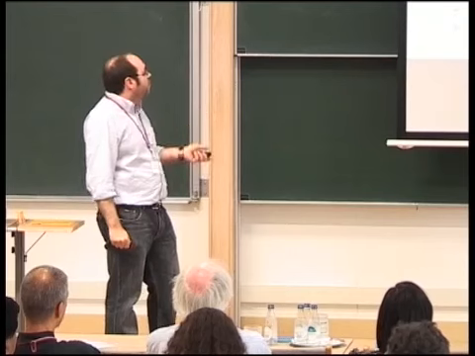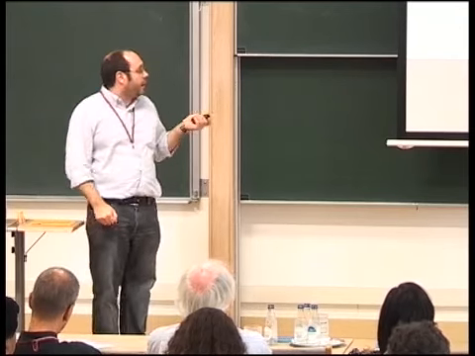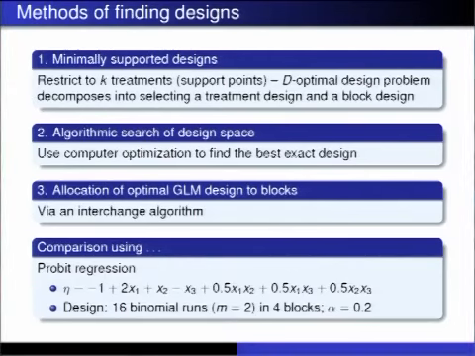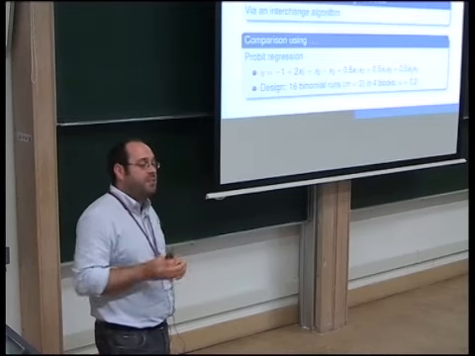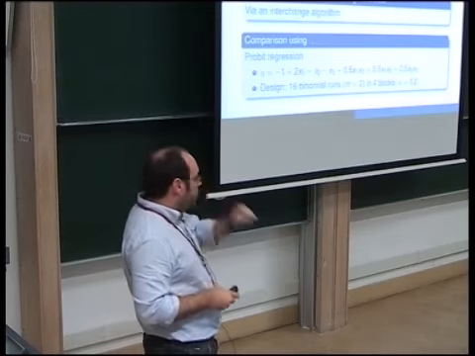So we'll look at these three methods, and we'll compare them on this example again, which is the same probit model as we used for the simulation. Again, we'll look for designs with 16 runs in 4 blocks of 4. And we'll find designs for alpha equal to 0.2, but then we'll look at the robustness of the designs to alpha as well.